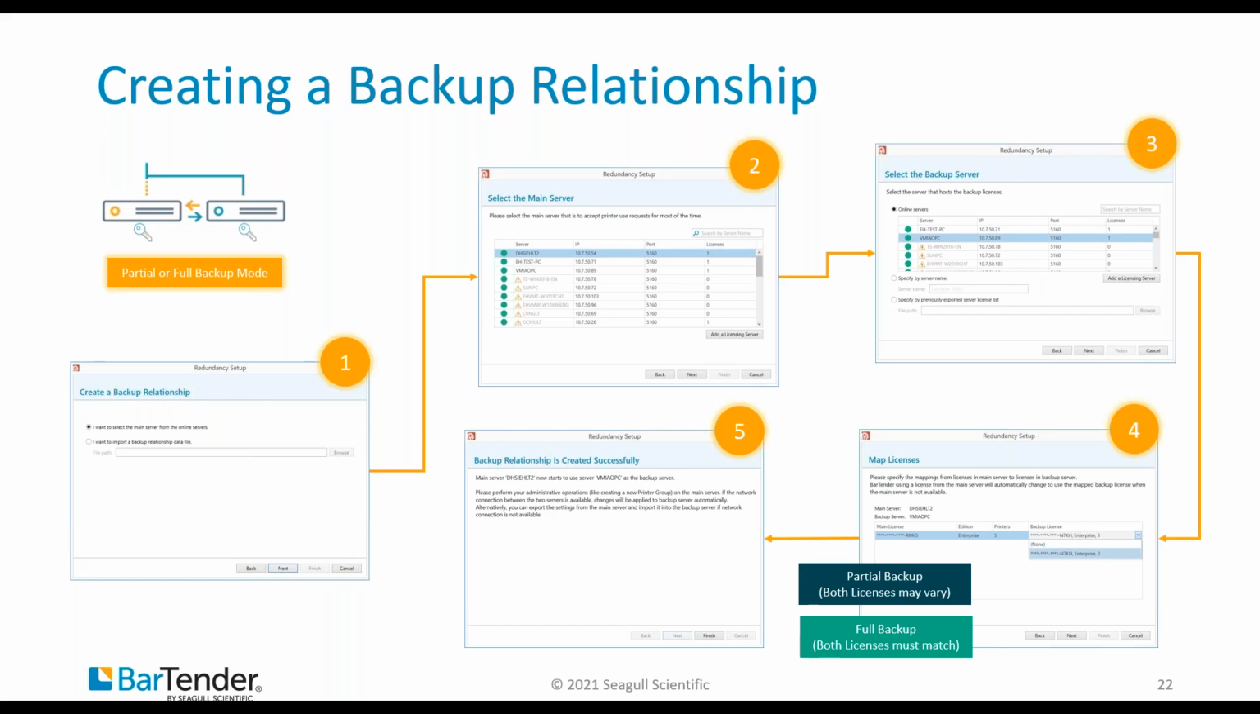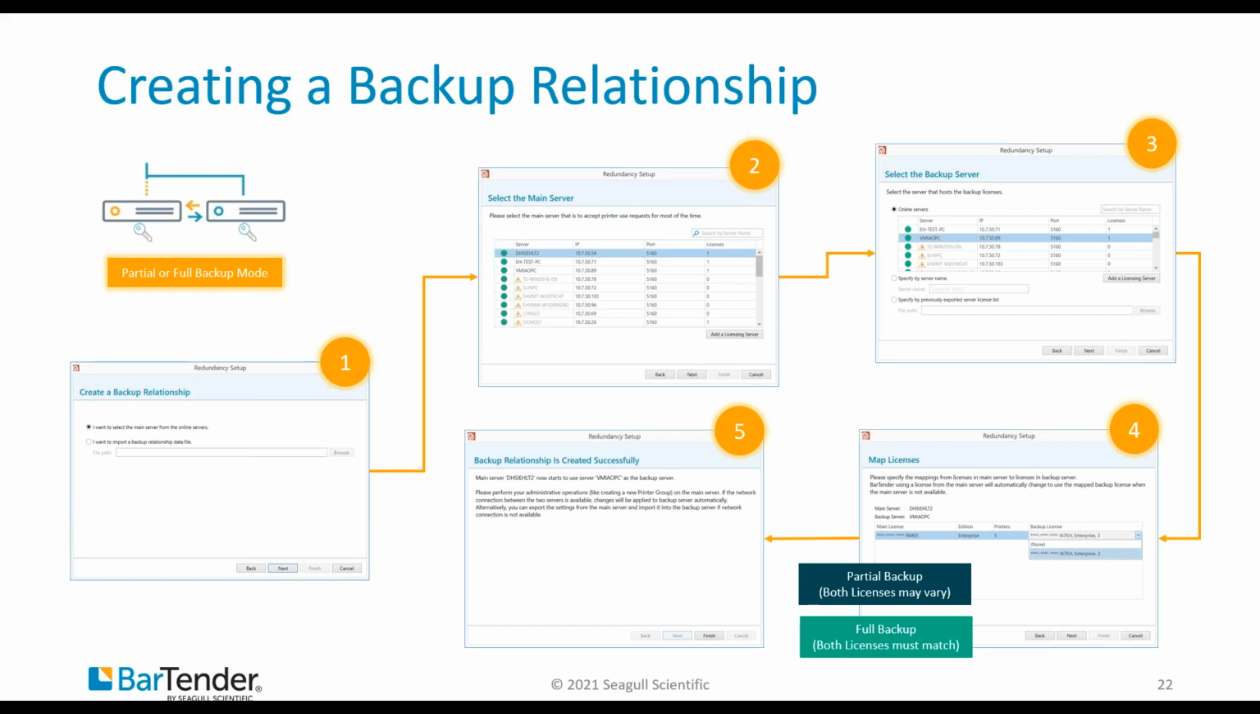So just note that when BarTender clients aren't able to connect to the main server, they will automatically redirect to the BarTender backup license server. No user intervention would be required. Likewise, those clients connected to the backup server will then fail over to the main server if the backup goes offline.